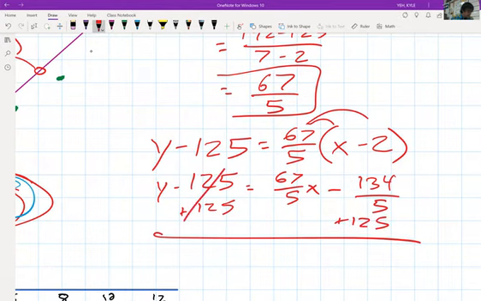And it's not going to show up on the screen, I don't think. Nope, it didn't. But I can go, what is negative 134 divided by 5? So that's about negative 26.8.